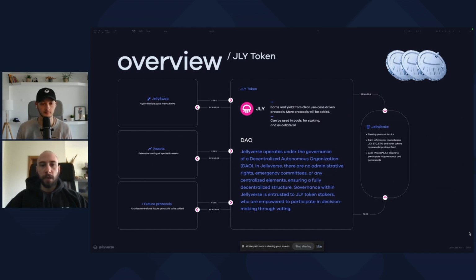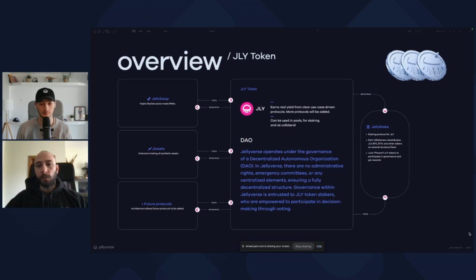So we have on the left side here all these different protocols, and for now it's JellySwap and jAssets. But in the future, we definitely plan on incorporating even more protocols that give different types of utilities and cover maybe different types of users, all through governance and through the Jelly token connected via JellyStake.